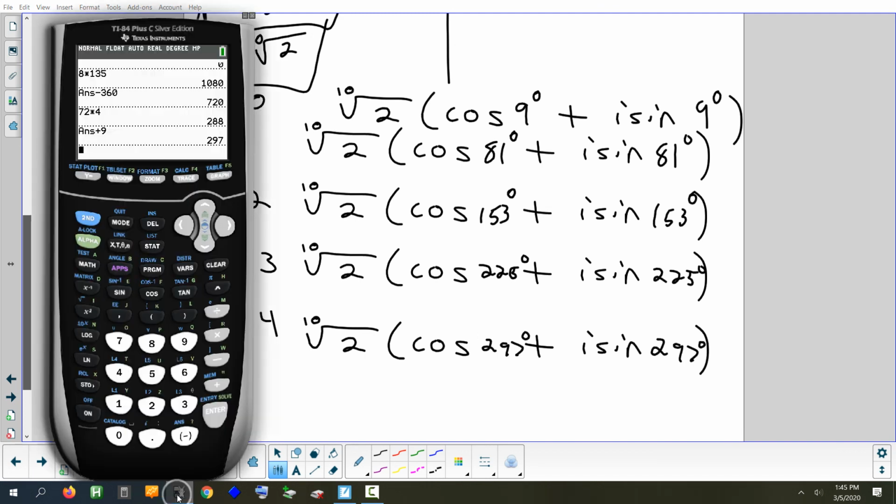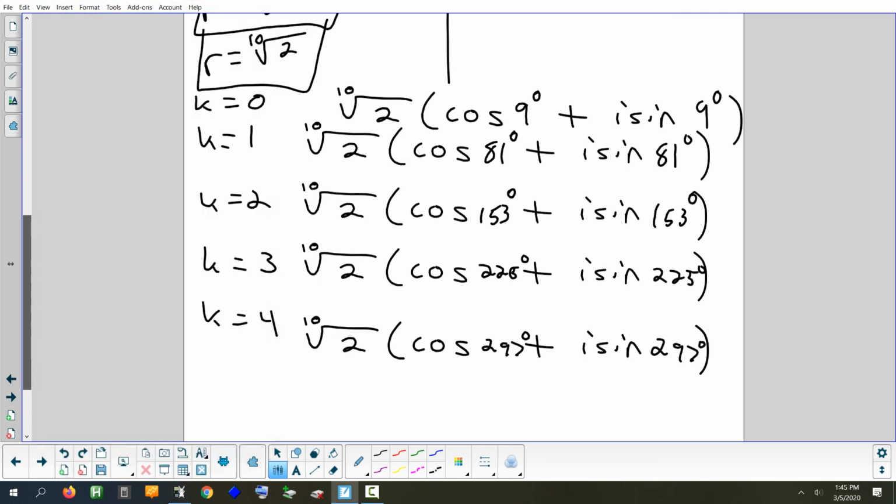Right, because if you did it again, you'd be adding another 72 and you'd get 369. But what could you subtract from that? 360. And it would make it what? 9. So now you're doing the first answer again. So those are the five answers.